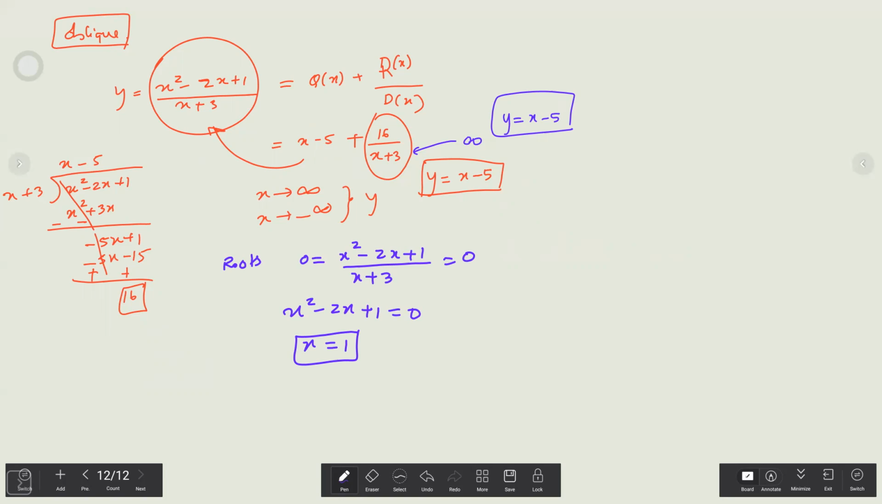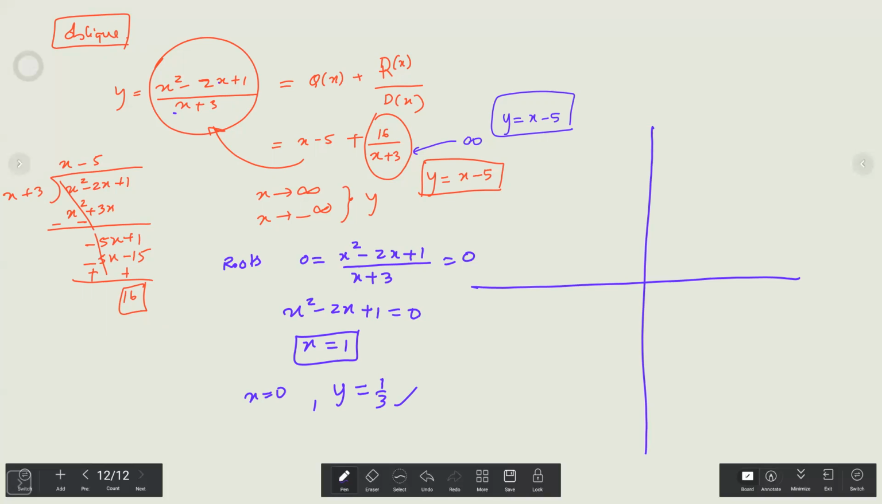Then to get the y-intercept, plug x as 0. You get y-intercept is 1 over 3, because 0 squared minus 0 plus 1 over 0 plus 3. So that's your 1 over 3. So you got the root, you got the vertical asymptote, you got the y-intercept. Now go for the sketching.